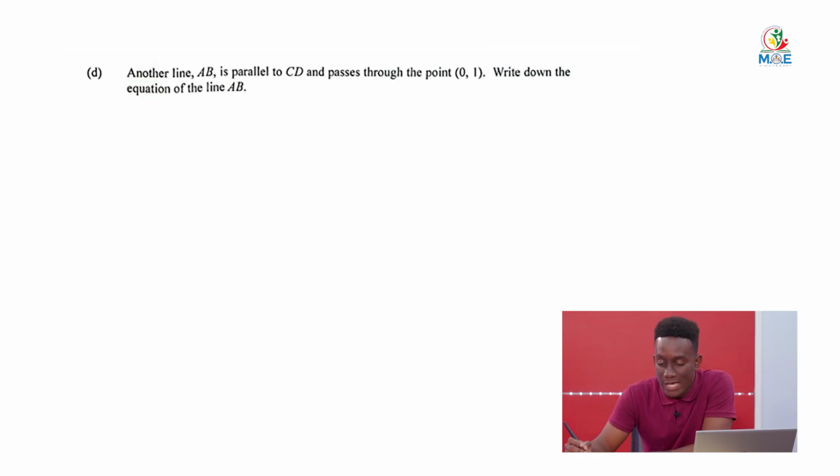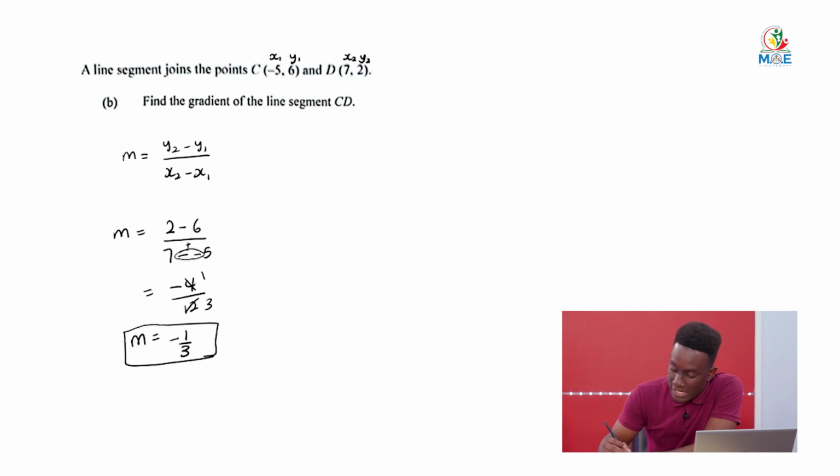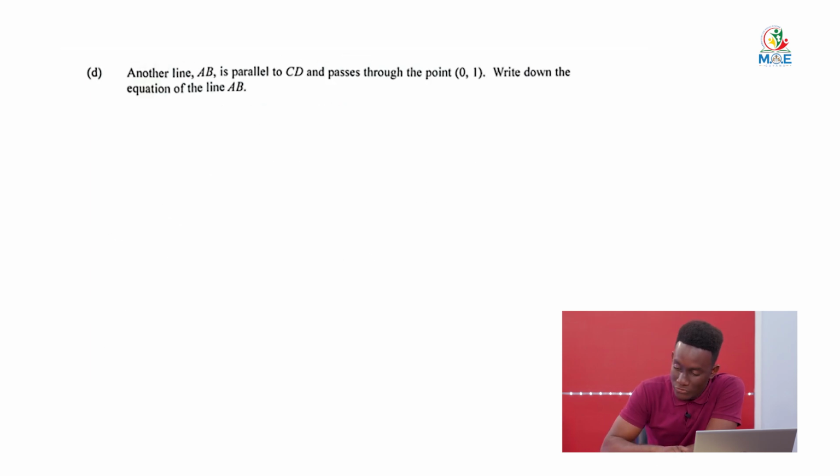Next question says, another line AB is parallel to CD and passes through the point 0, 1. Write down the equation of the line AB. So we see AB is parallel. As long as they're parallel, that means they have the same gradient. So if the gradient of the line CD is negative 1 over 3, the gradient of this line AB would be negative 1 over 3.